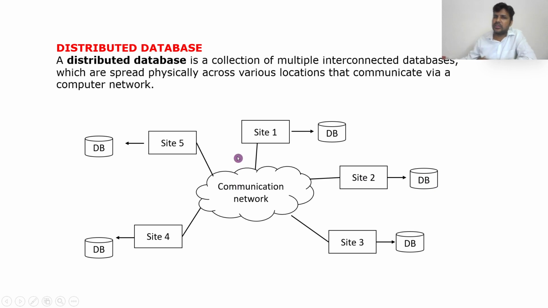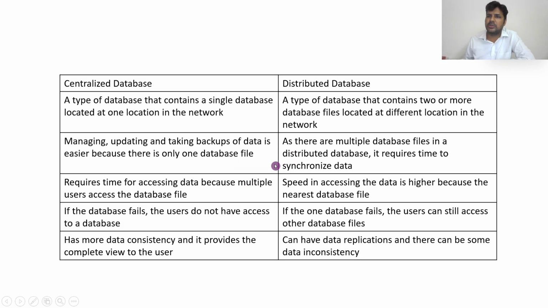Let us see mainly what the differences are. On the left side we have a centralized database, and on the right side we have a distributed database. Coming to the centralized database, it is a type of database that contains a single database, that means only a single database, and that is called a centralized database. And here, when our database exists in different locations geographically, then that is called a distributed database.